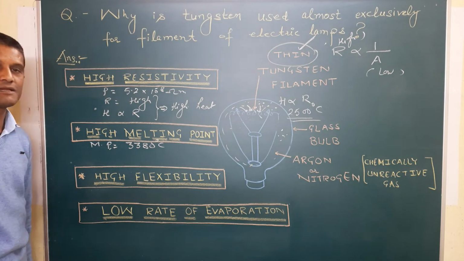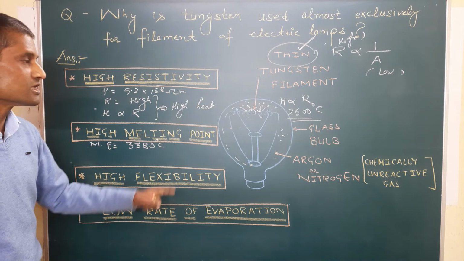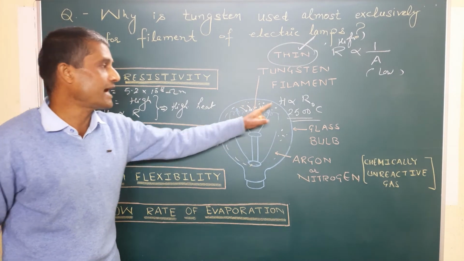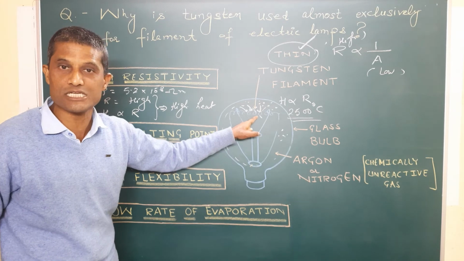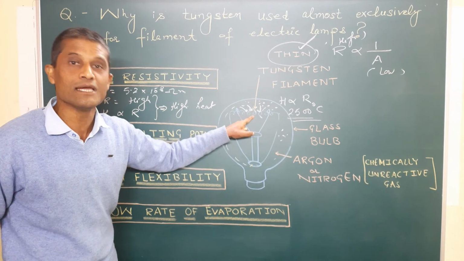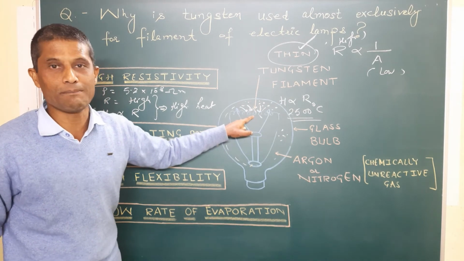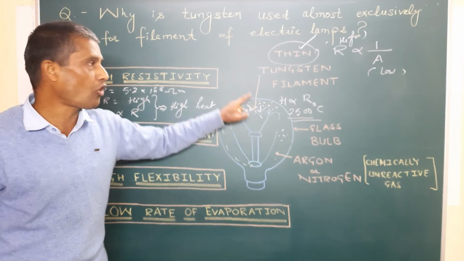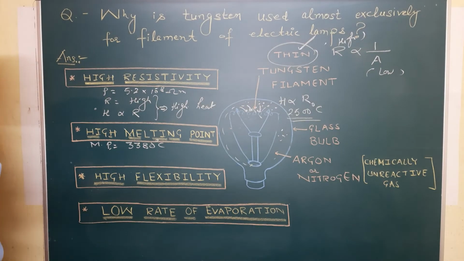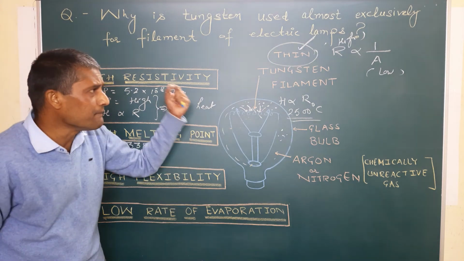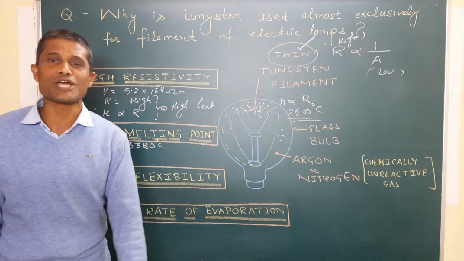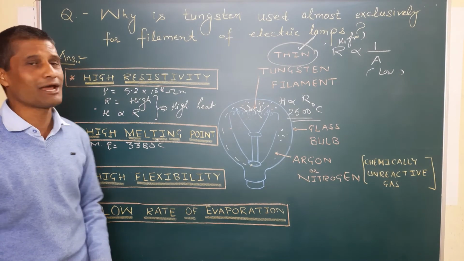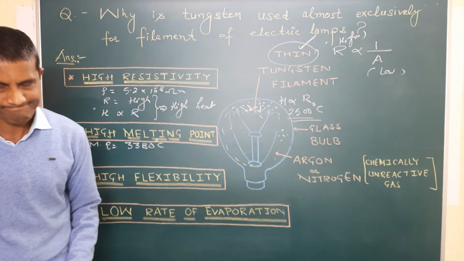And the last and final one, the rate of evaporation is very low, and since at this very temperature there is always a danger of its evaporating, but that's not happening because its rate of evaporation is very low. So all in all, these are the vital points which make tungsten the best choice, and that's why it is used almost exclusively for filaments of electric lamps. That's it here.